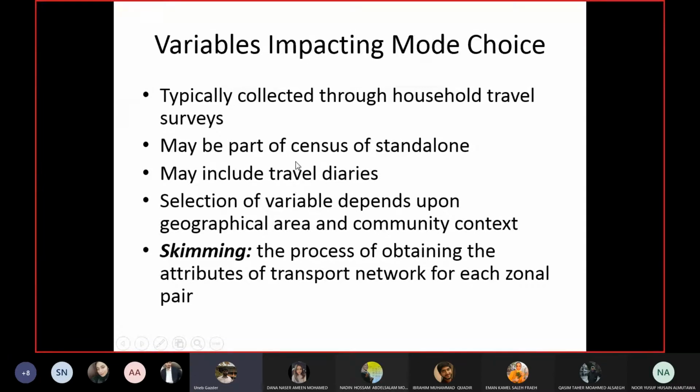This can be made part of the census, like it is done in the USA and European countries, or you can do it standalone, just for the purpose of mode choice. Census means the surveys which are normally done for the population. The government does surveys each year for the population, or they collect data from different sources about the population. They can make this travel survey part of it as well, or if they don't want to, you can do it standalone. Standalone means separately, not part of the census.